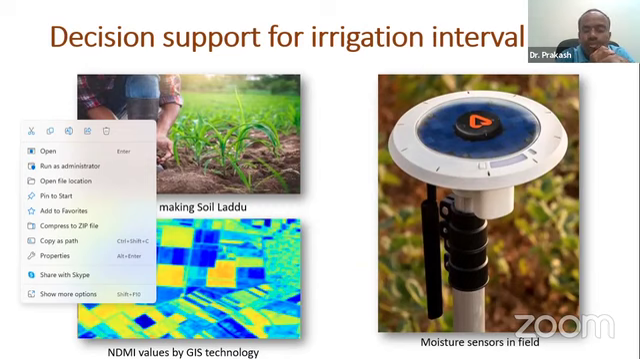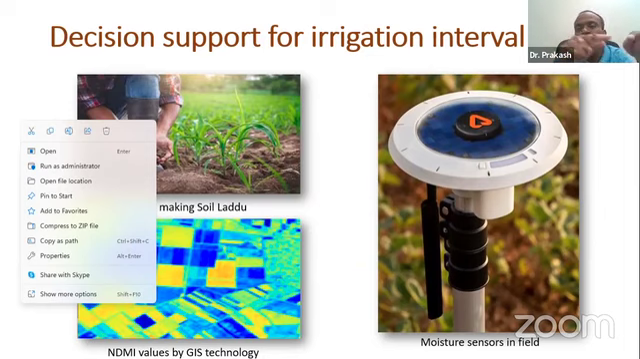Then NDMI values range from -1 to 1 for irrigation. So the NDMI values are there, and depending on that, GIS technology can help us get acquainted with it easily.